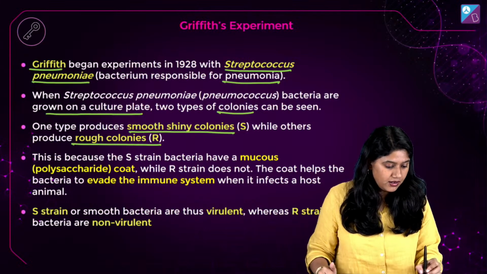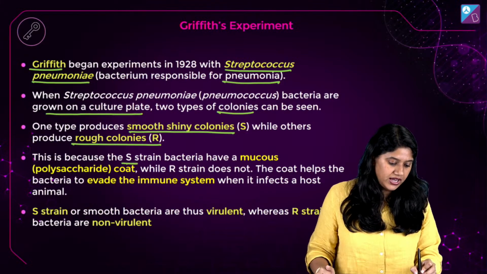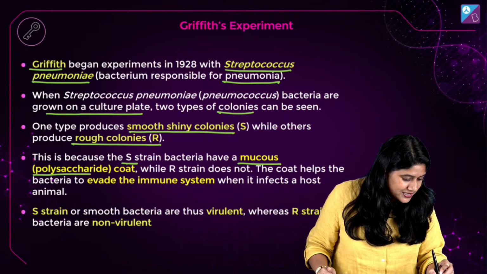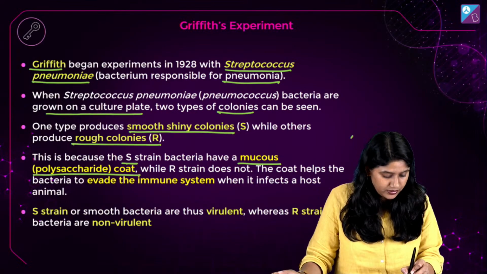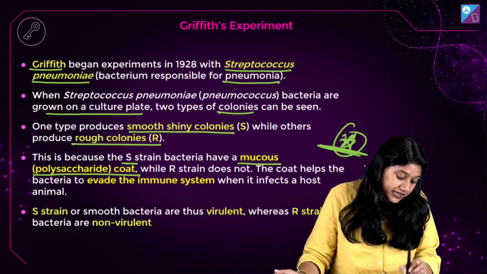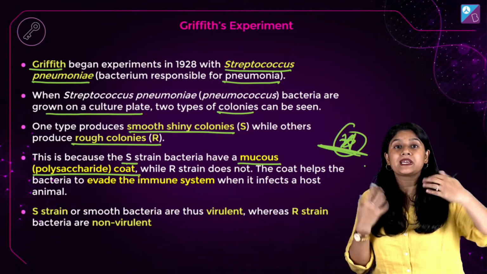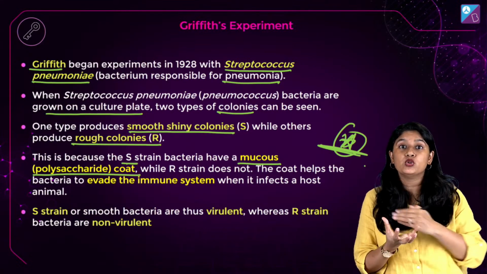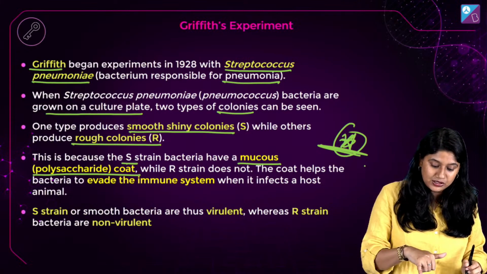फिर उन्होंने क्या किया, एस स्ट्रेन पे उन्होंने बोला कि we have the mucus polysaccharide coat. This is important, everyone, I am making a star over here, please note this down. S strain पे क्या था? They have the coating of mucus polysaccharide. Basically उनके पास में क्या था?